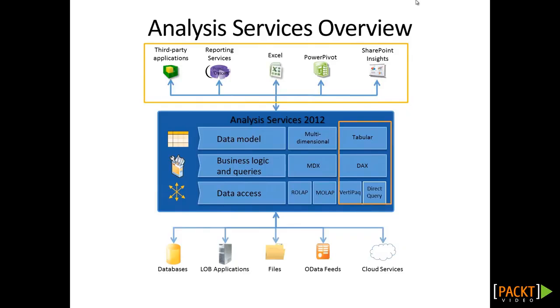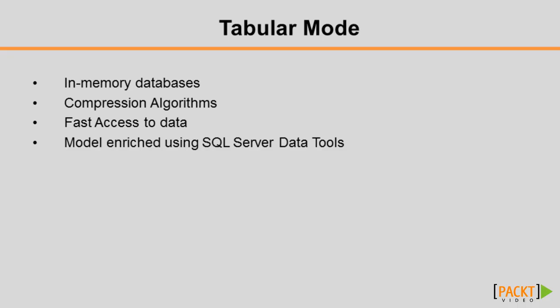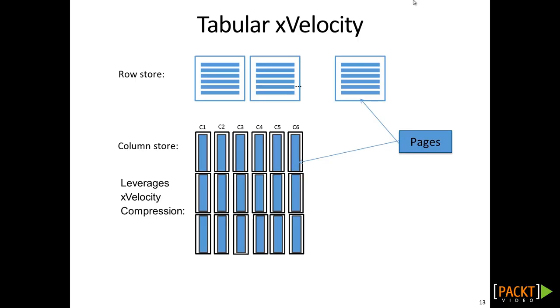Tabular models are in-memory databases in Analysis Services. Using state-of-the-art compression algorithms and a multi-threaded query processor, the technology delivers fast access to data by reporting clients such as Microsoft Excel and Microsoft Power View. In the tabular model in Analysis Services, we store data by using the xVelocity engine, which is an in-memory columnar database. Instead of considering the row of the table as the main unit of storage, it considers a column as the main unit of storage.